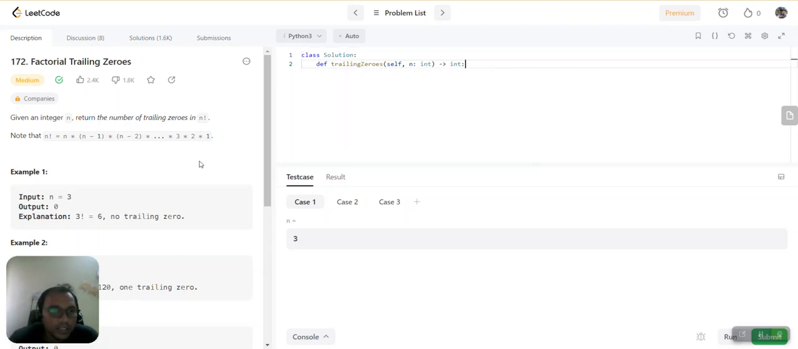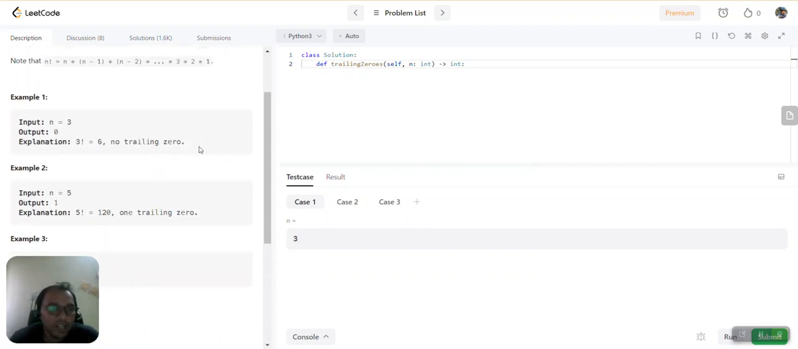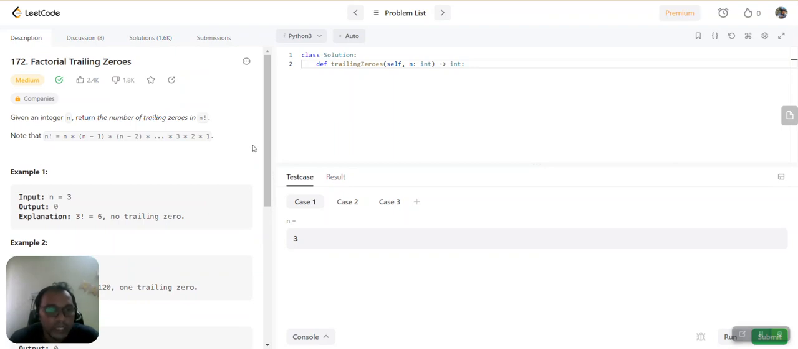Since the constraint here is a bit large, it can be 10 power 4, which is 10,000, and if we try to calculate the actual factorial, it would be a huge number, and we might run into overflow. So we'll solve it in a different way.